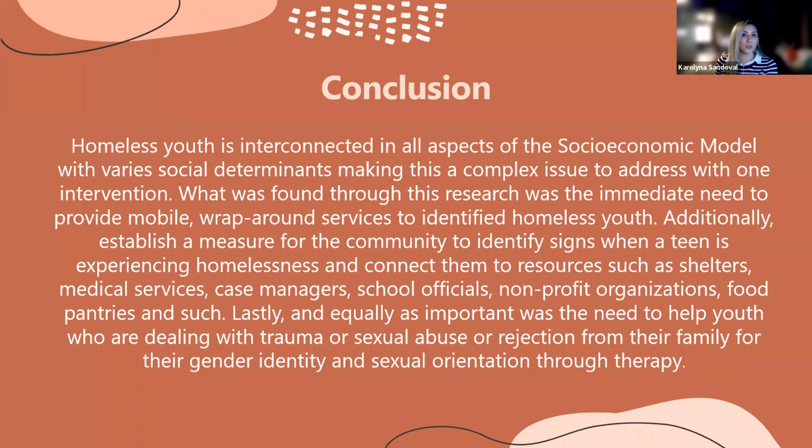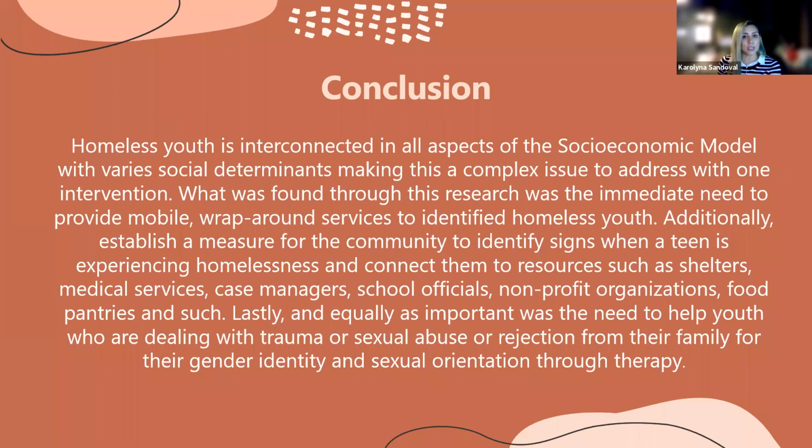In conclusion, homeless youth, I found, is interconnected in all aspects of the socioecological model with various social determinants. And this is what's making this complex issue very difficult to address, and there is not just one intervention. What was also found was the immediate need to provide mobile wraparound services to identified homeless youth, and additionally establish a measure for local community people such as school counselors, teachers, and neighbors to be able to identify signs when a teen or adolescent is either already experiencing homelessness or might be on the brink of being homeless, and actually be able to connect them to resources such as shelters, medical services, case managers, school officials, other nonprofit organizations, food pantries, and such.